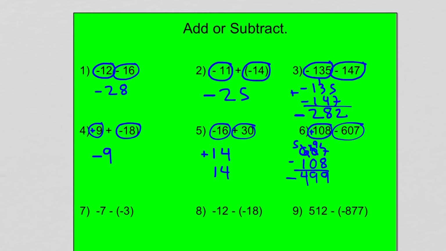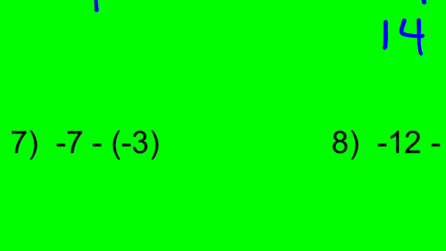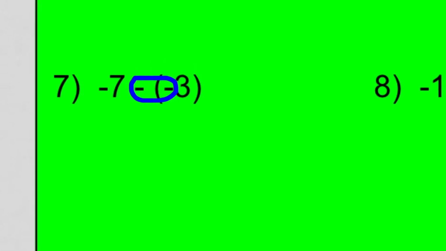Okay, so we've done signs the same, signs different. Then the next thing we did was these cases where we're subtracting a negative. When you're subtracting a negative, you're actually adding a positive. So you can rewrite the question like this. Negative 7, change minus to plus, flip negative 3 to positive 3. We might remember it by keep, change, flip.